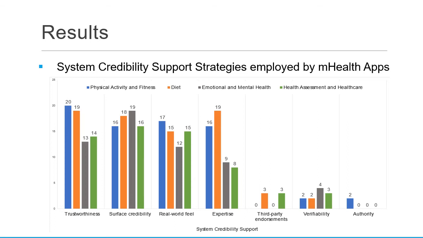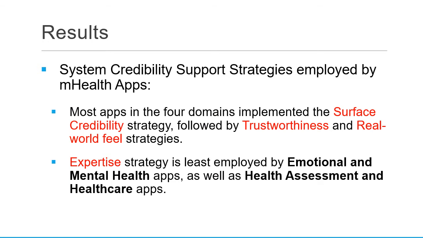It is interesting to see that all 20 apps in the physical activity and fitness domain employ the trustworthiness strategy, closely followed by the diet domain with 19 apps implementing the strategy. More importantly, we found that more than 15 apps in each domain employed the surface credibility strategy, making it the most employed strategy across the 4 domains. In summary, surface credibility is the most employed strategy across the 4 domains, followed by trustworthiness and real-world feel.